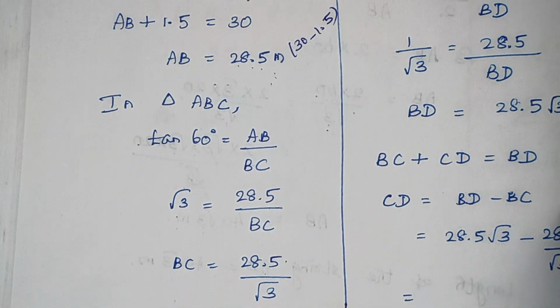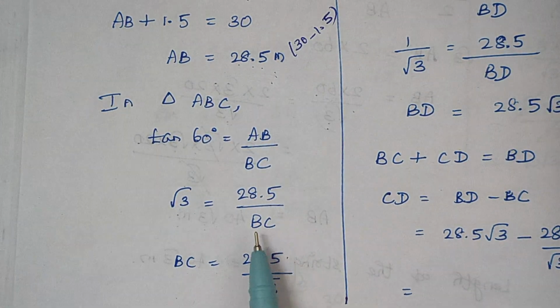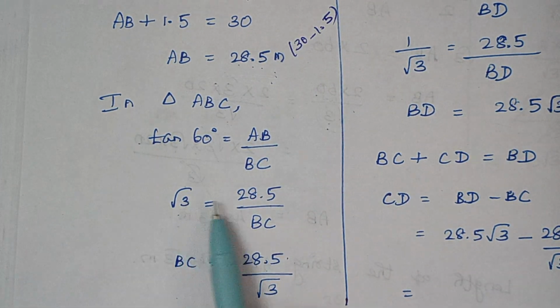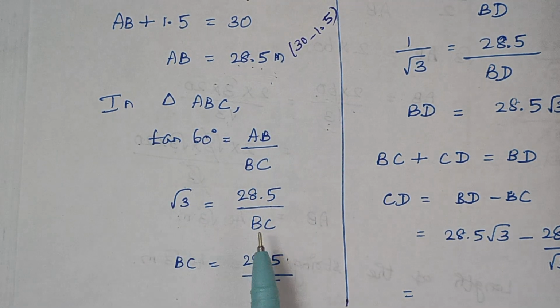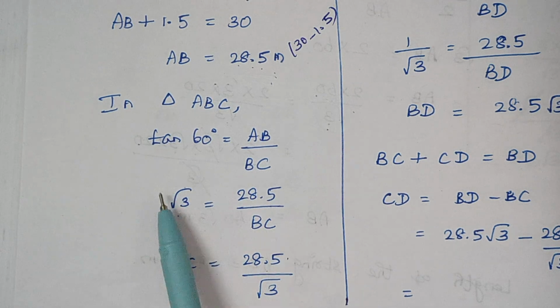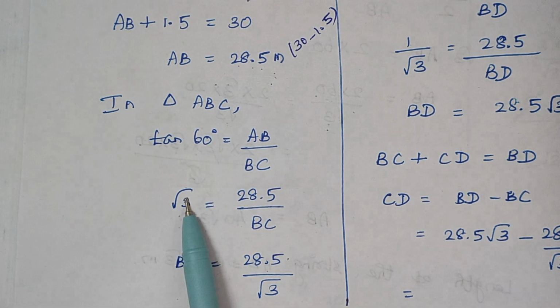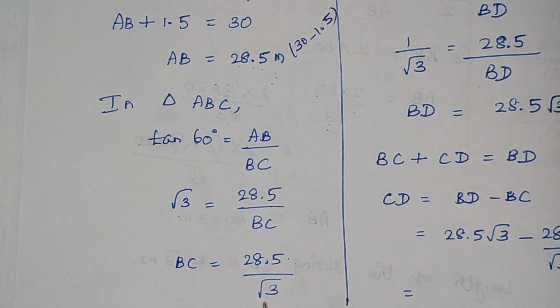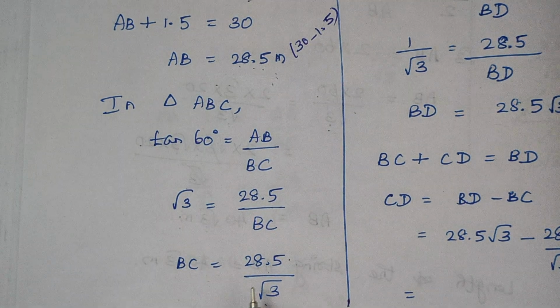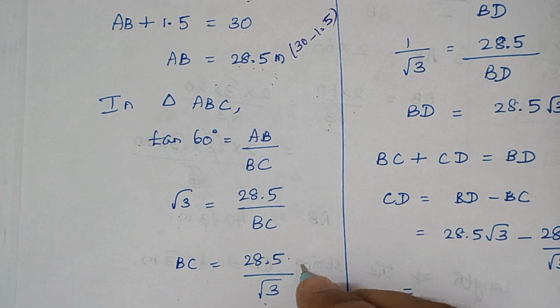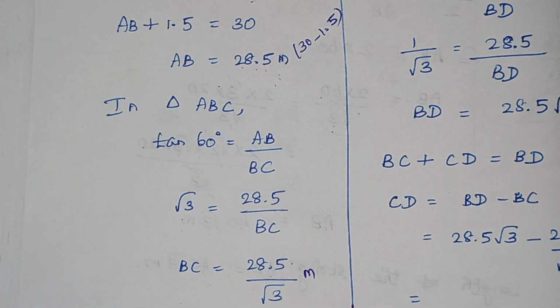So here BC is nothing but, when you interchange, BC in the denominator moves to the left hand side and becomes the numerator, and root 3 in the numerator, when moved to the right hand side, occupies the denominator, right? So the value of BC is 28.5 by root 3 meter, right?